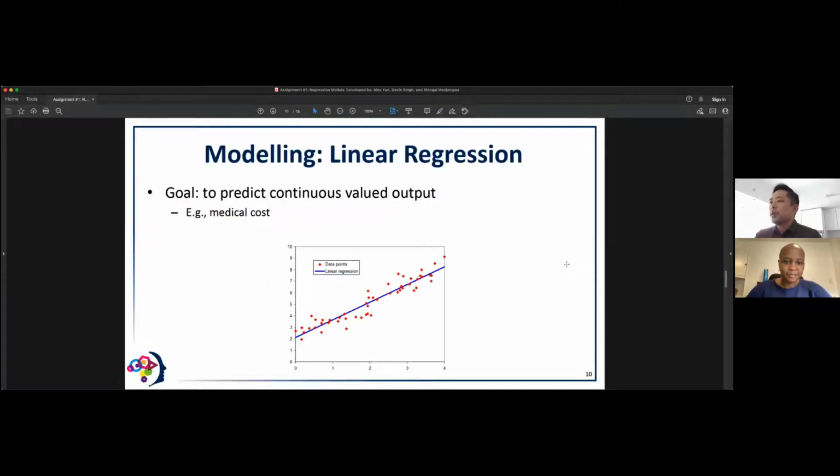Okay. So first, as I mentioned, we're using a linear regression. And again, just to recap, the goal is to predict continuous valued output. And here is just a generic picture of a linear regression and what might be happening, which is we have some data points and we're hopefully going to learn a line of best fit that's going to be able to explain this data as best as it can. And so again, in our case, we're going to try to predict medical costs given all our features.